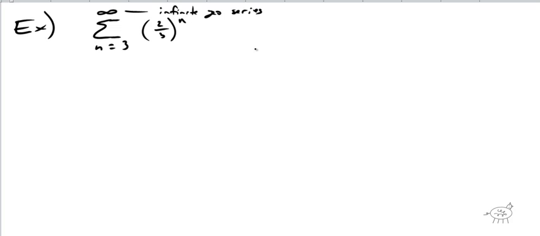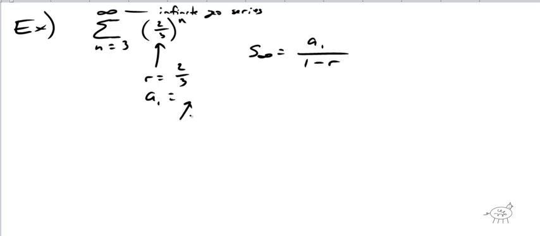Well, basically what I need is, remember, s sub infinity equals a sub 1 over 1 minus r. So what's our value of r? Well, that's really easy. r is always in that parenthesis right there. r is 2/3. How do I figure a sub 1 out? You plug in the first value of n, which in this case is 3. I plug it into the formula. So it's really 2/3 to the third power, which is 8 over 27.